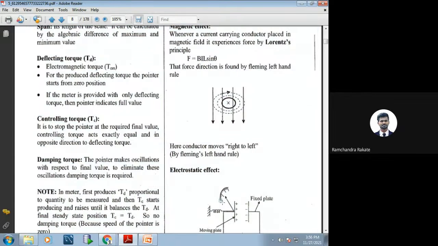This is at null position. This is called null position. If my pointer starts from the null and, without stopping, goes directly to the final one, that is known as full scale deflection. Correct? Suppose you have a particular weighing machine.